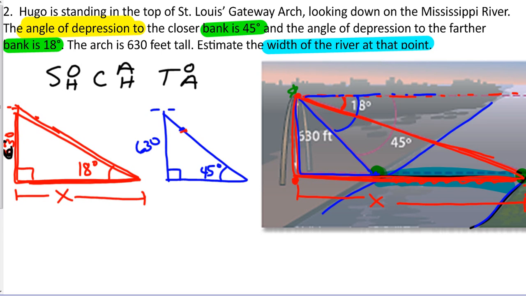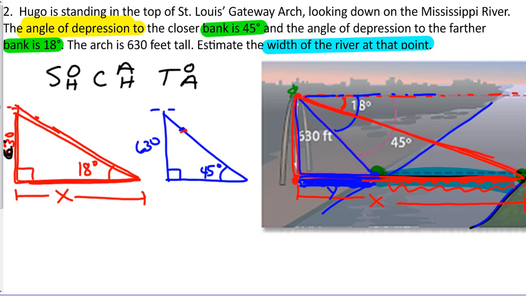Now, my thought process is, I want to find this part over here. So I want to get rid of this part. This part's too much, this part right here. So maybe I could find this length, and then I could subtract that from x. So I'm going to go ahead and call that y, just this part over here. It's really outside the river.